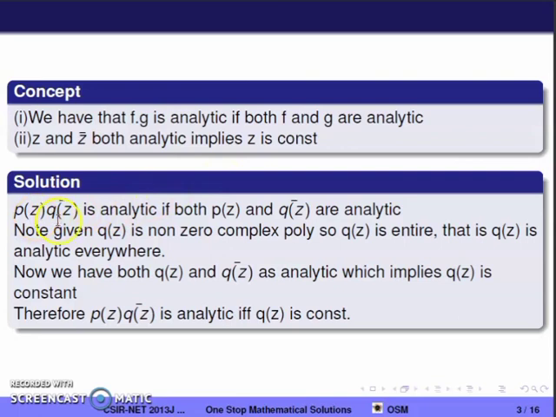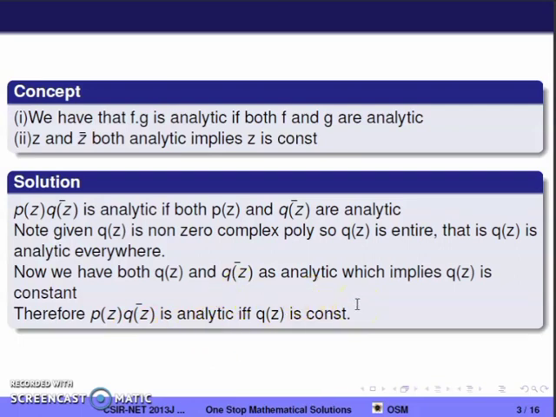So P of Z, Q of Z is analytic if both P of Z and Q of Z are analytic, by the first concept. Note, Q of Z is given to be a non-zero complex polynomial in the question. So Q of Z is entire, because you know polynomials are entire. That is, Q of Z is analytic everywhere. So now we have Q of Z and Q of Z conjugate as analytic. Therefore, by the second concept, Q of Z should be a constant. Therefore, for P of Z, Q of Z bar to be analytic, Q of Z should be a constant.